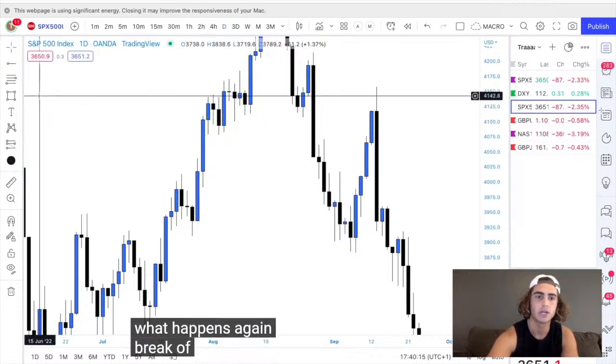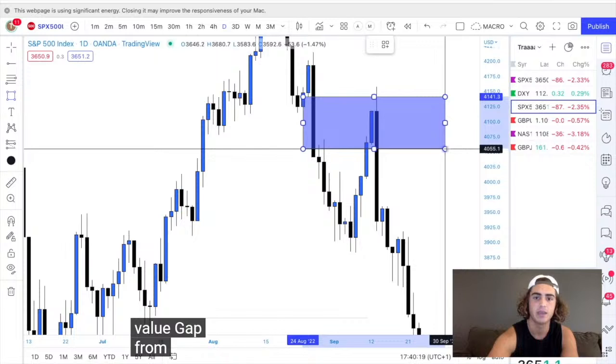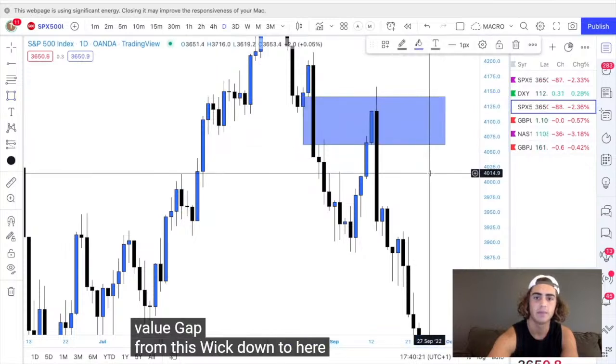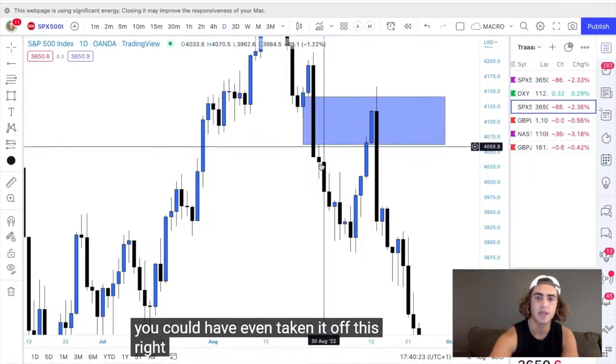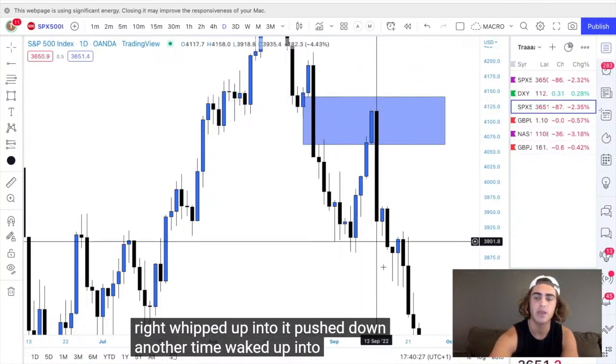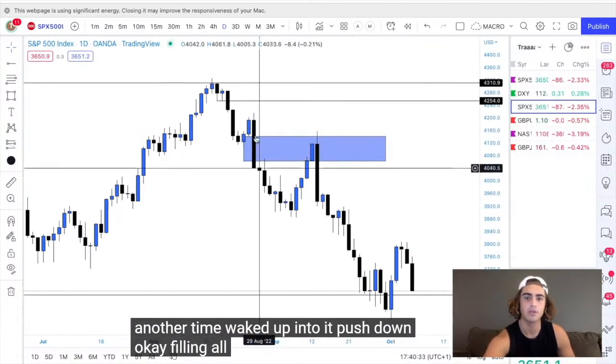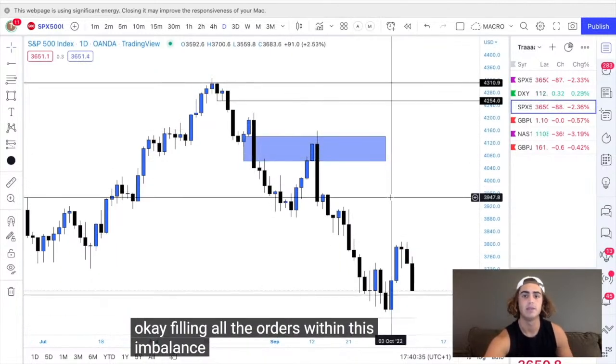Break of structure. Where's our fair value gap? From this wick down to here. You could have even taken it off this, right? Wicked up into it, push down. Another time, wicked up into it, push down, okay? Filling all the orders within this imbalance, right?